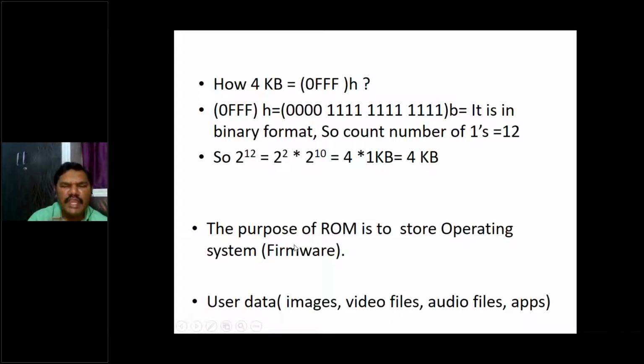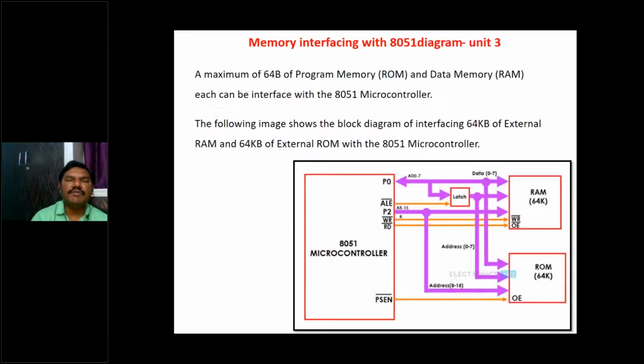The main purpose of ROM is to store the operating system, which is also called firmware. This word firmware we can see on our mobile phones also. It is also used to store user data like images, video files, audio files, and some of the apps on the mobile phone. So that is the main purpose of ROM.